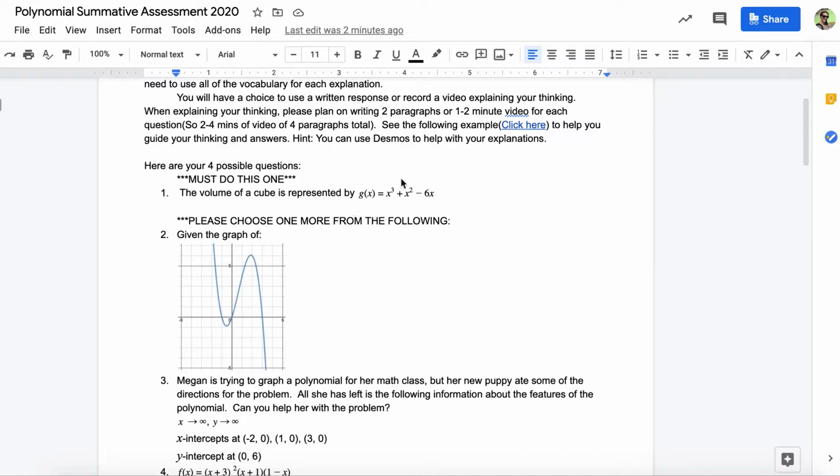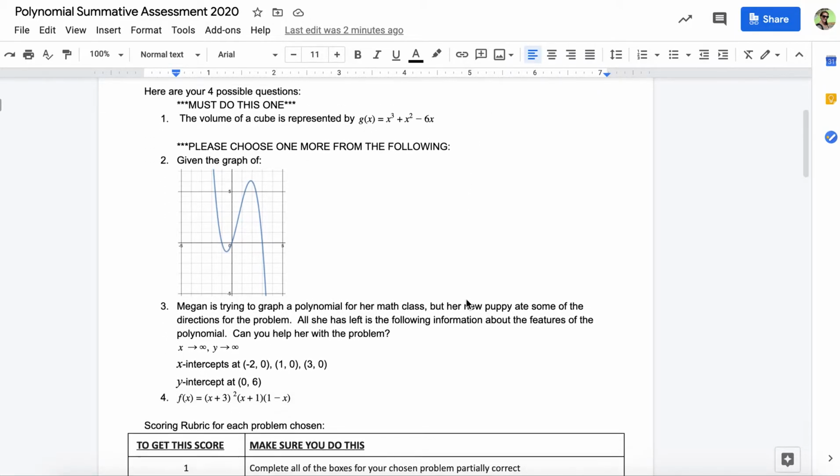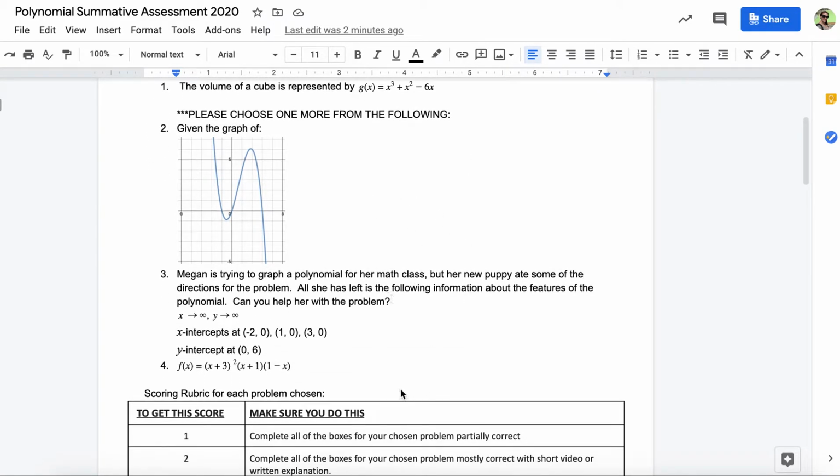So you don't have an option, you have to do number 1, and then you have a choice between 2, 3, or 4 to complete, to explain basically the key features, the graph, the standard form of the equation, and the intercept form of the equation. So essentially you're given one of those and then you have to come up with the other 3.